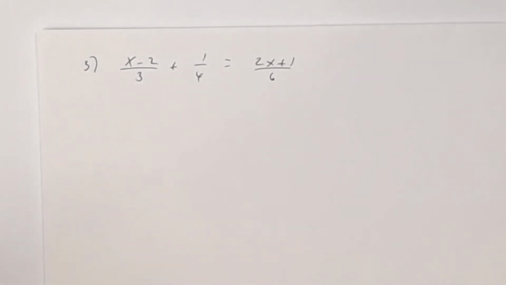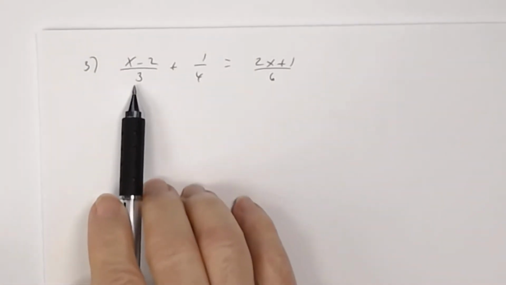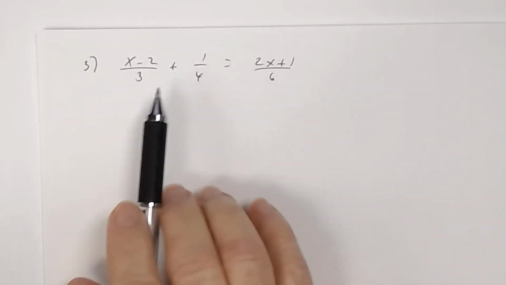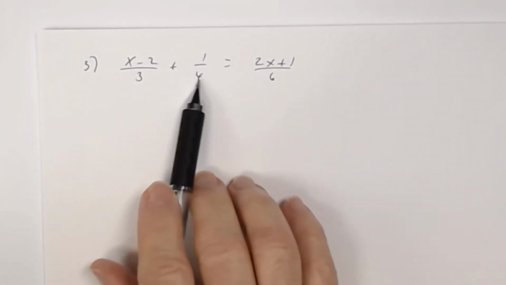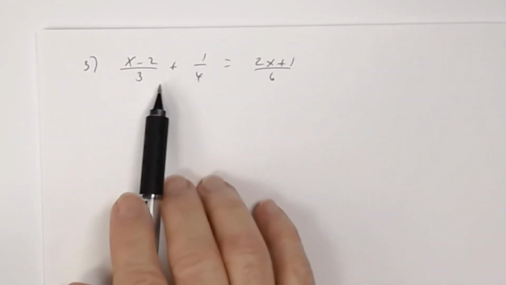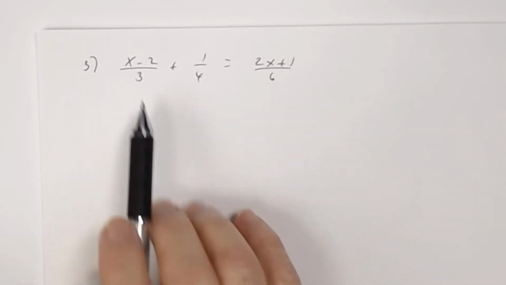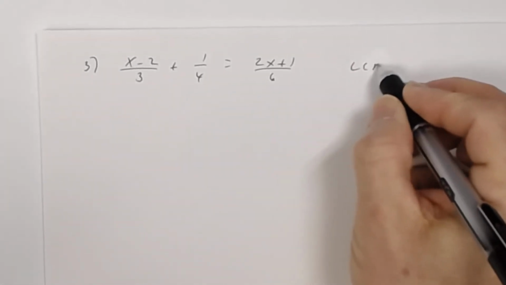Okay, so number 3, notice that this time I have fractions in the denominator. I have fractions in this equation. And so my denominators are these whole numbers, 3, 4, and 6. So the way you want to do this, and the quickest way, the most efficient way to do this, is to multiply both sides by the LCD.